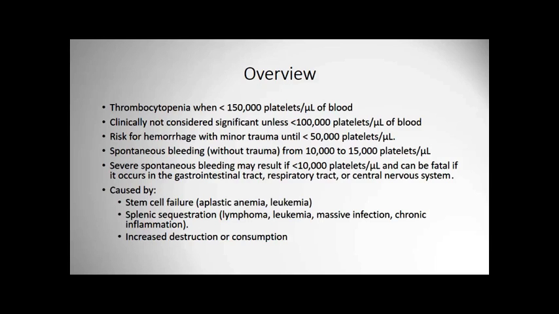This thrombocytopenia can be caused by aplastic anemia, as you studied before, leukemia, something that produces a failure in the stem cells. Sometimes these platelets can be sequestered, stopped, and trapped in the spleen. Okay, people with lymphomas, leukemias, massive infection, any condition that enlarges the spleen, produces hypersplenism, chronic inflammation, or sometimes because of increased destruction. Increased destruction occurs in certain autoimmune conditions, okay, or consumption of the platelets.